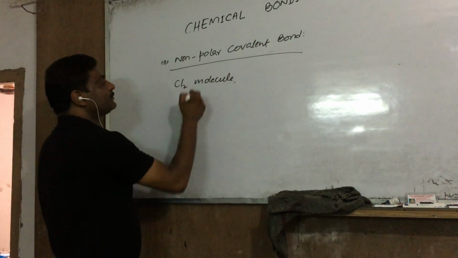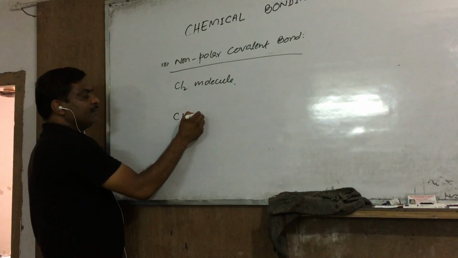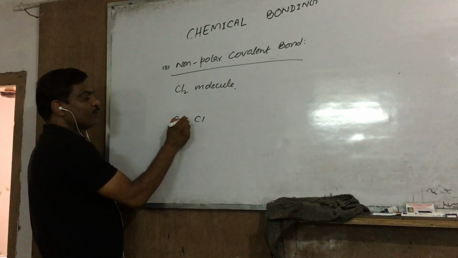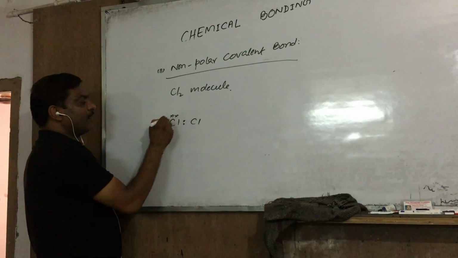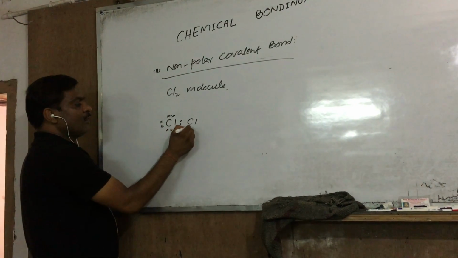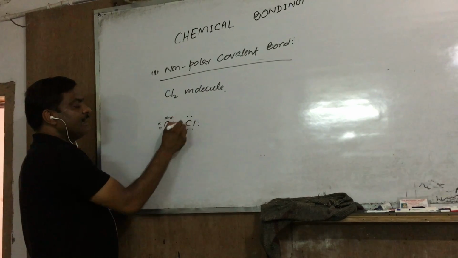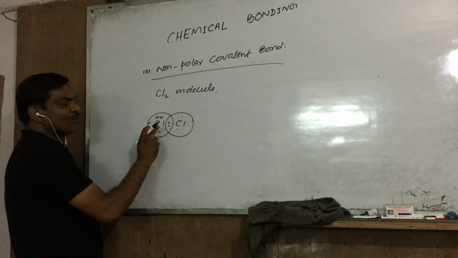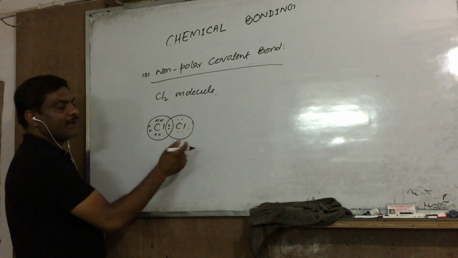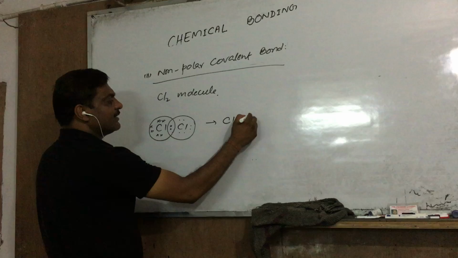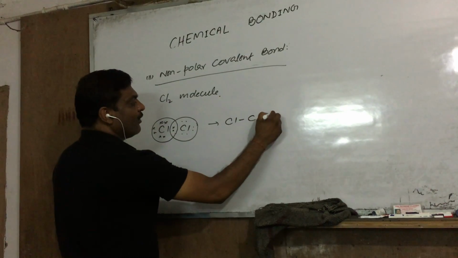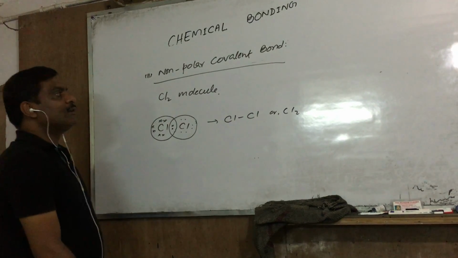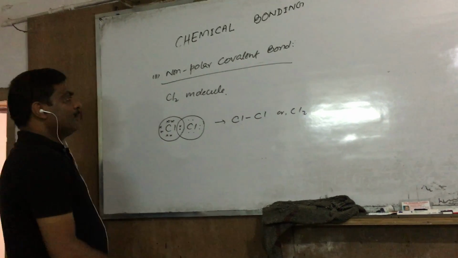In this molecule, both the atoms will have equal electronegativities. So, the shared pair of electrons will exactly lie in the middle of the combining atoms, and no charge gets developed on any of the atoms, and the molecule is Cl single bond Cl, or Cl2. This covalent bond is the non-polar covalent bond.